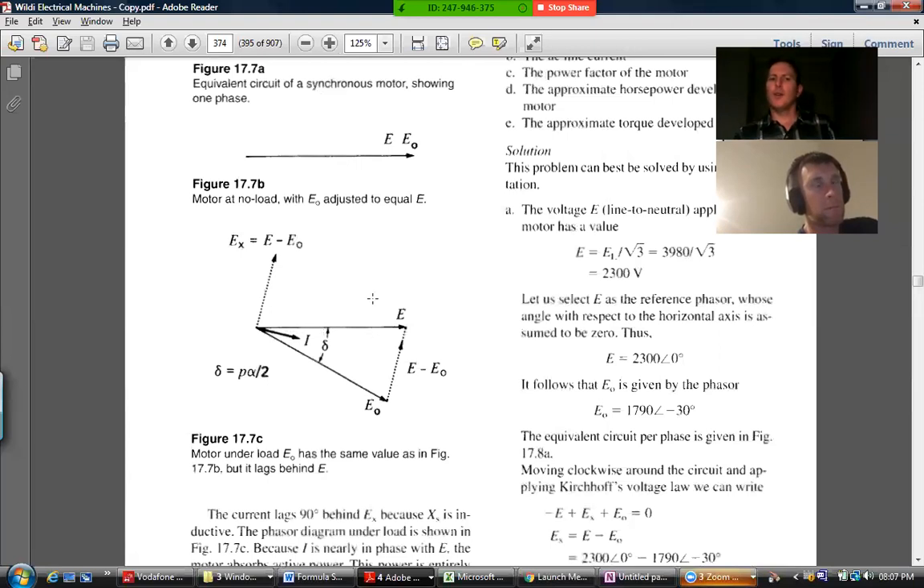And of course, for all of those, if you want them for the load as a whole, you must simply multiply by 3, because this is actually analyzed per phase. And this vector here is not the line-to-line voltage, it's the line-to-neutral voltage. And so is the E naught, visualized as being induced between line and neutral.